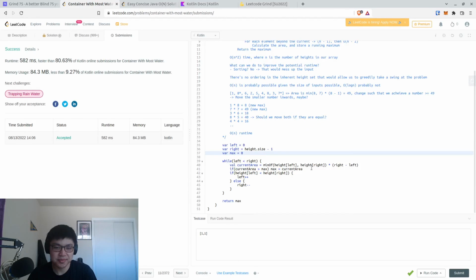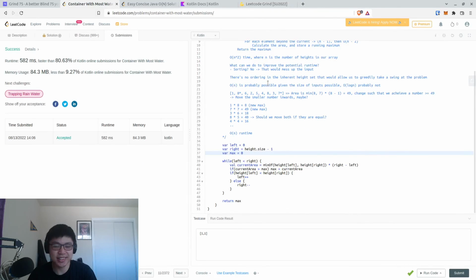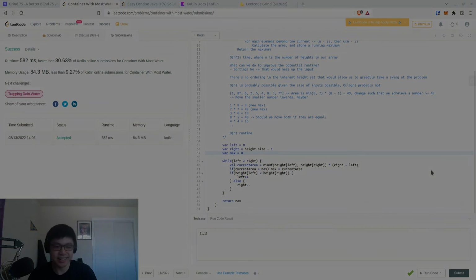I don't know. Maybe I'll just write out the proof manually off camera or something. But in any case, that is LeetCode number 11, Container With Most Water. I hope you learned something, and I'll see you for the next problem.